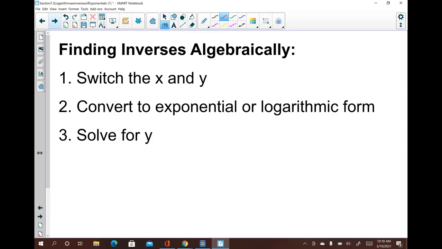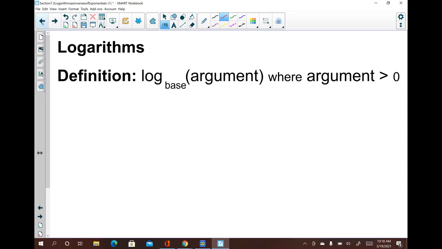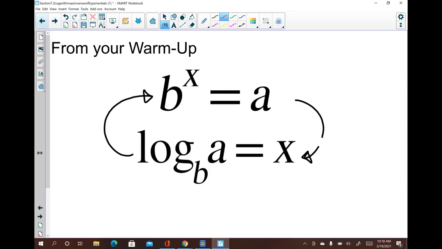We know that logarithms and exponentials are inverses of each other, so we are going to find the inverses algebraically. Like we were doing in our last lesson, to find the inverses algebraically, we switch the x and y variables. The difference here is once we have isolated enough, we convert from exponential to logarithmic form or vice versa. And then we solve for y. So we're going to get to a point where we're stuck with the math we know, and that's our cue to convert forms. How do we convert forms? Using this.